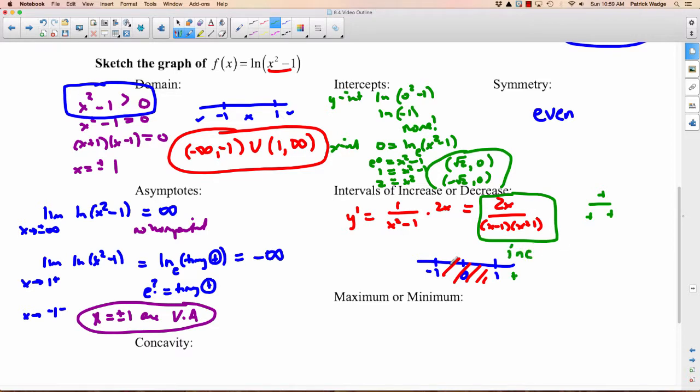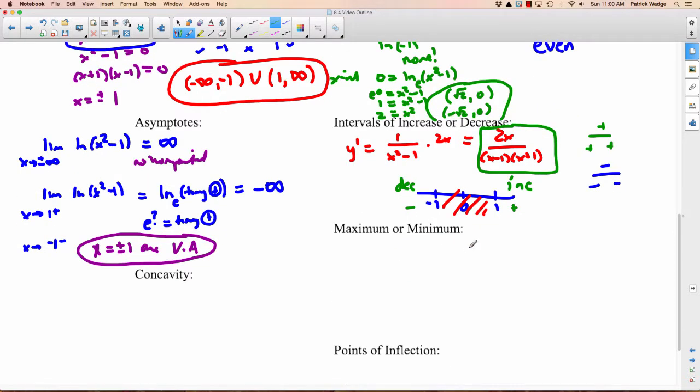Now let's try putting -2. If I put -2 in there, I get 2 times -2, which is a negative. I get -2 take away 1, which is a negative, and -2 plus 1, which is a negative. 3 negatives make a negative. So this part is decreasing.